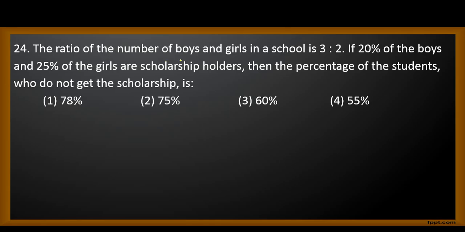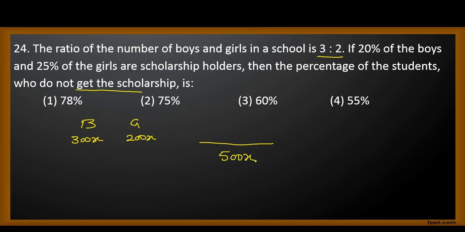The ratio of number of boys and girls in a school is 3:2. If 20% of the boys and 25% of the girls are scholarship holders, the percentage of the students who do not get scholarship is. Simple. Again, what is the ratio given? 3:2. Let us assume the boys are 300x, I'm straight away taking 300x, and girls are 200x. Now look at the question. The percent of the students who do not get scholarship, what I will do is I will find straight away what is the total number of students?